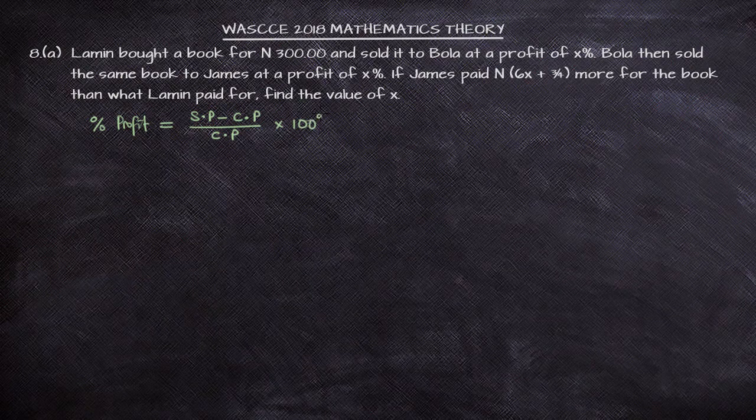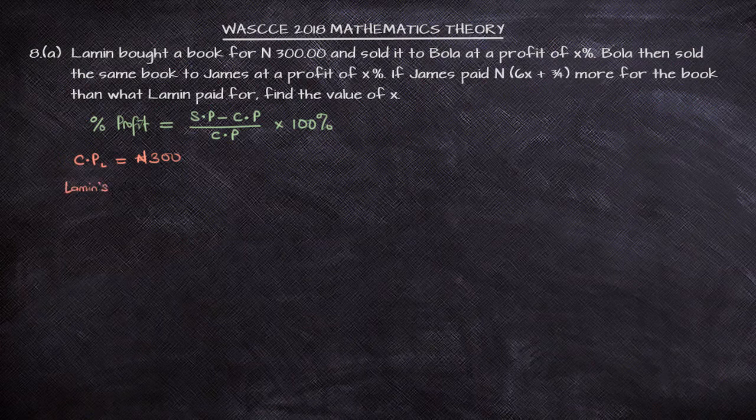Now we know that the percentage profit is the selling price minus cost price, divided by the cost price, times 100%. If we use this for each transaction between Lamin, Bola and James, it will help us come up with the value of x that we are asked to find. Now for Lamin, the cost price had been given to be 300 naira. That is as clear as day.